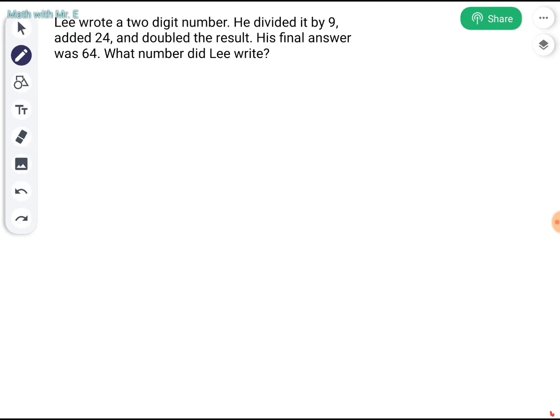So here's our problem. Lee wrote a two-digit number. He divided it by 9, added 24, and doubled the result. His final answer was 64. What number did Lee write? So if we were to work backward, we can start with the last number, which is 64. So that's the end result.